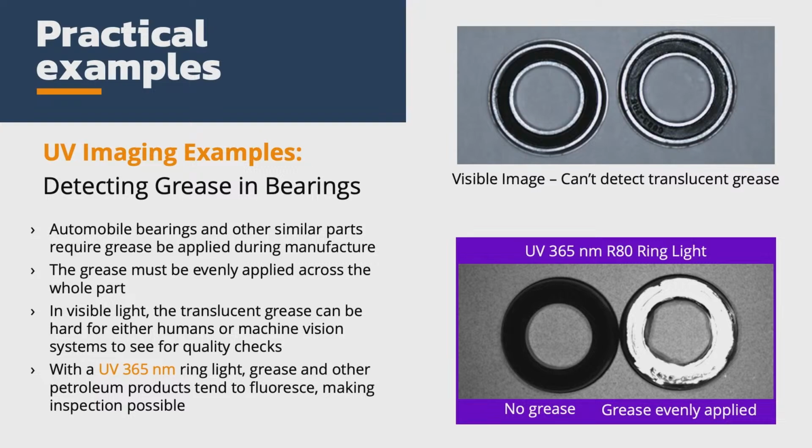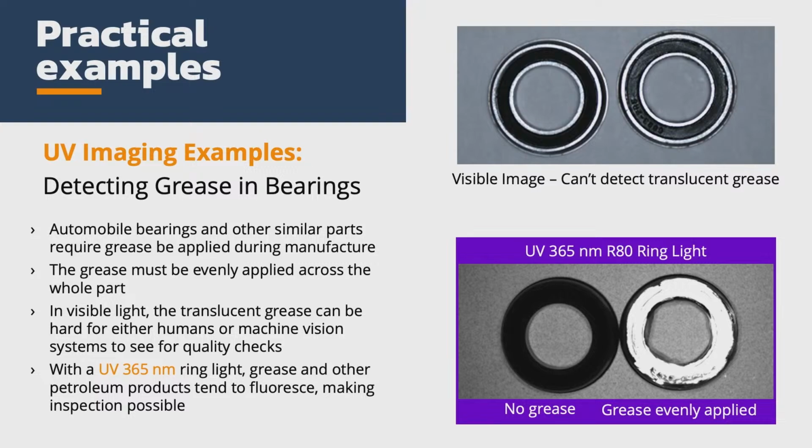In this example, we see 2 bearings. And if we look at the visible image, these 2 bearings side by side look very much the same. In fact, using traditional machine vision tools, it would be difficult to tell the difference between these 2. But many petroleum products fluoresce in the UV.